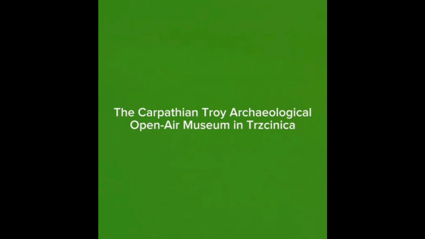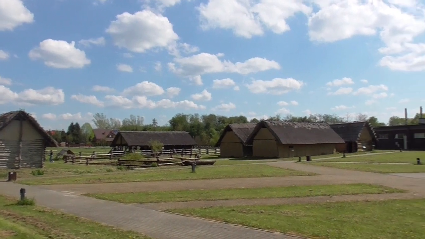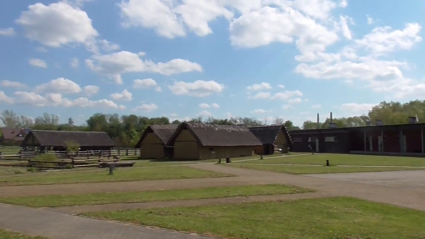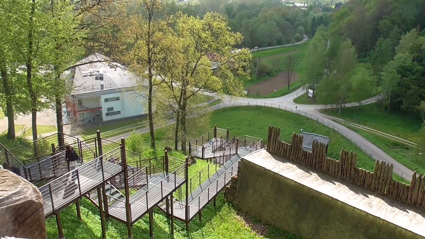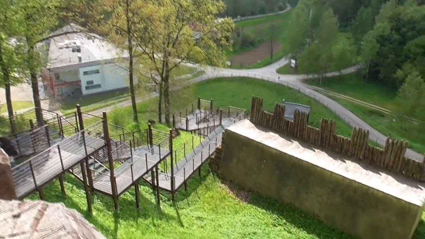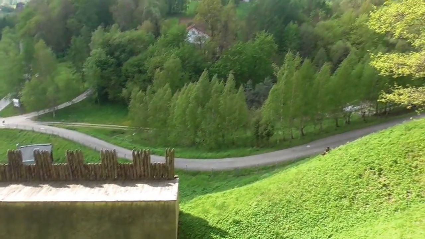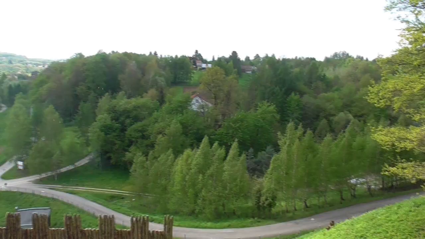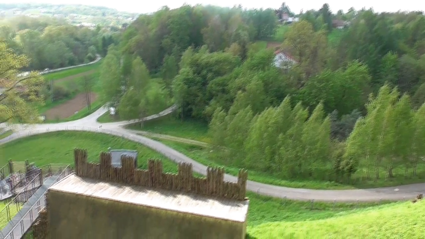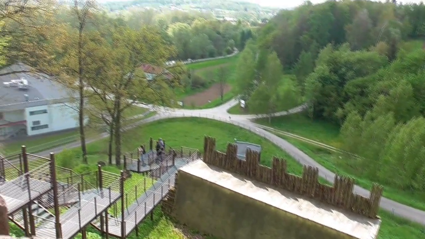The Carpathian Troy Archaeological Open Museum in Štinice is located in the Ropa Valley in the Subcarpathia province. The significance of the museum comes from the fact that it was home to one of the largest Slavic fortifications in Central and Eastern Europe. The settlement in Štinice is located on a former trade route connecting the Carpathian Valley with the Baltic Sea coast.